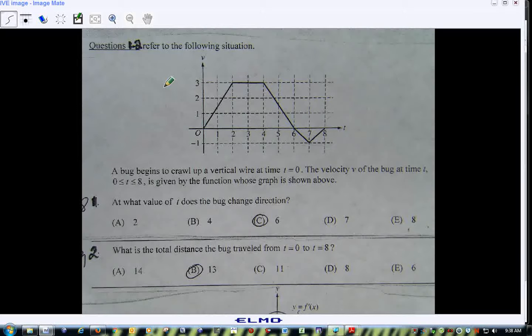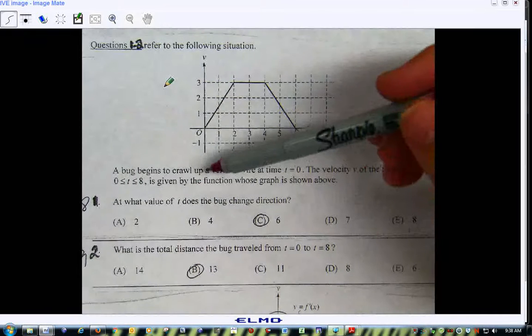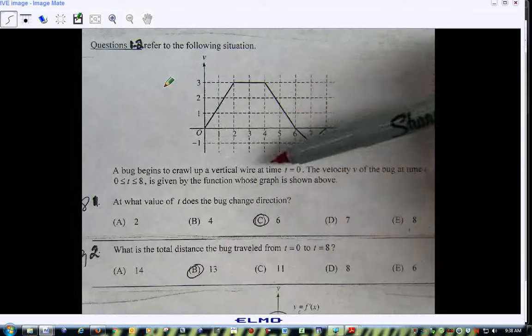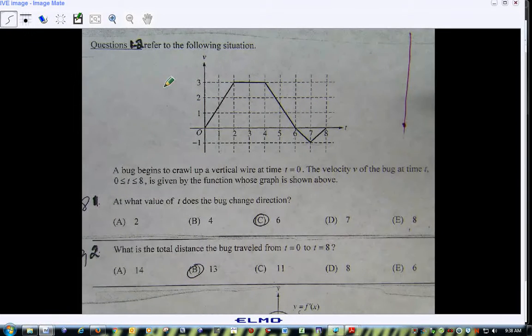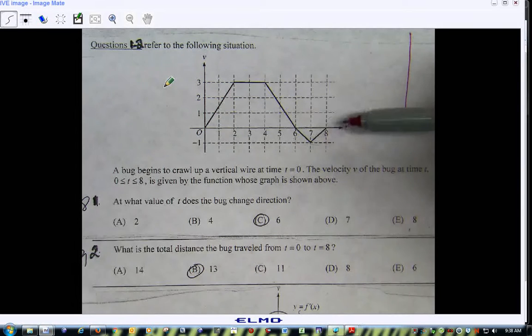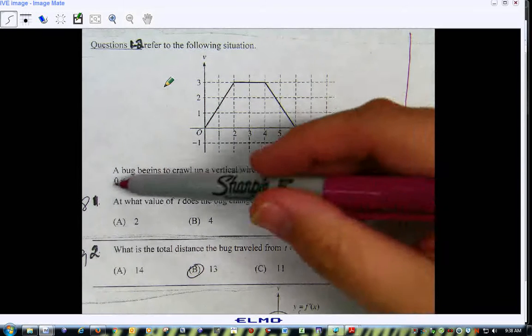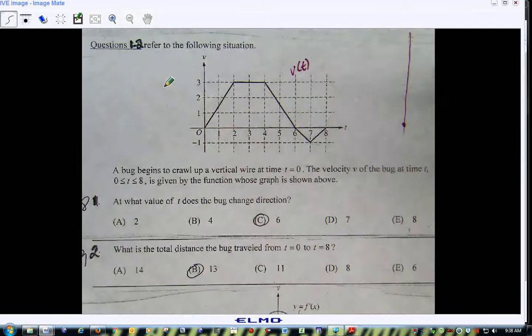All right, non-calculator number 2 here. Question 1. A bug begins to crawl up a vertical wire. So you got a wire like this. He's starting here at time equals 0, and this represents his motion. The velocity of the bug at time t is given by the graph. So this graph is velocity, so v of t.